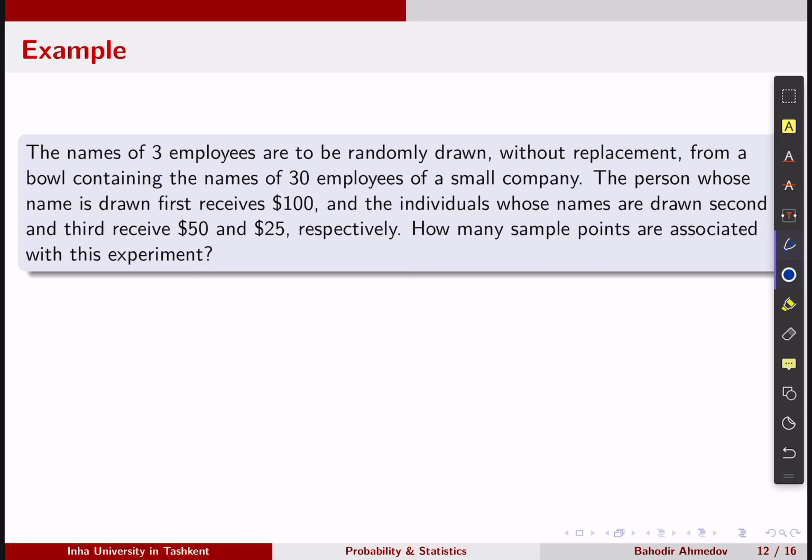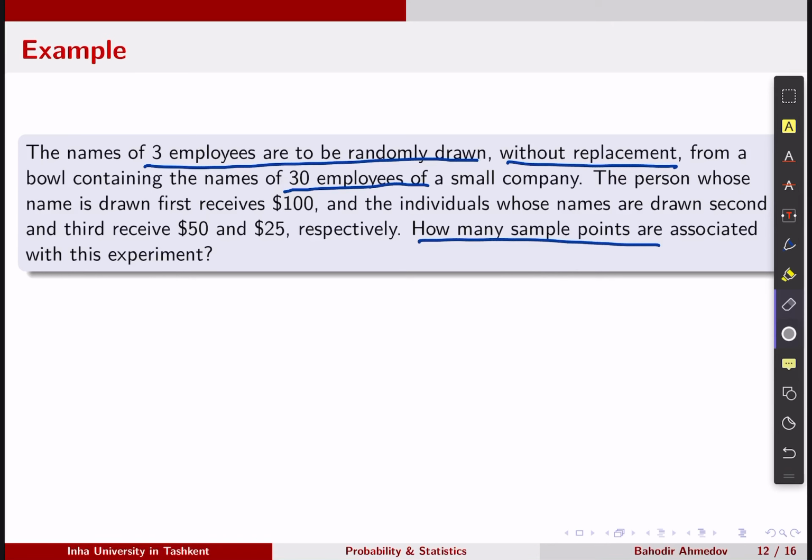So names of 3 employees are to be randomly drawn without replacement from a bowl containing names of 30 employees in a small company. The person whose name is drawn first is going to get $100. The individuals whose names are drawn second and third are going to receive $50 and $25 respectively. So how many sample points are associated with this experiment? So what do I mean?